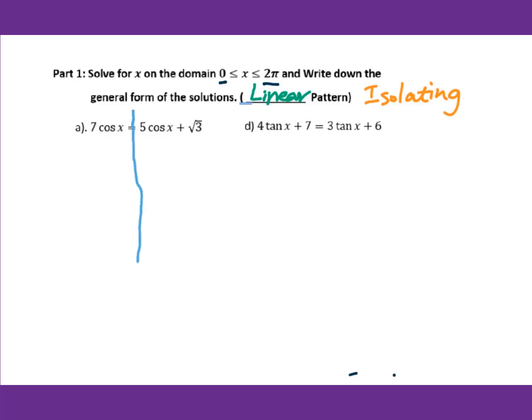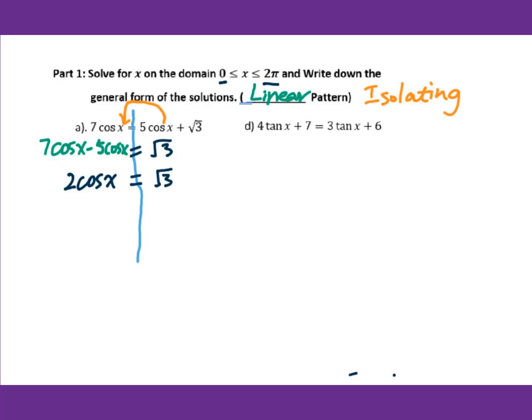So here's the equal sign. I will put all variables to the left side. When you cross this equal sign, remember to change sign. So you will get 7 cosine x minus 5 cosine x equals square root of 3. Combine like terms, I got 2 cosine x equals square root of 3.